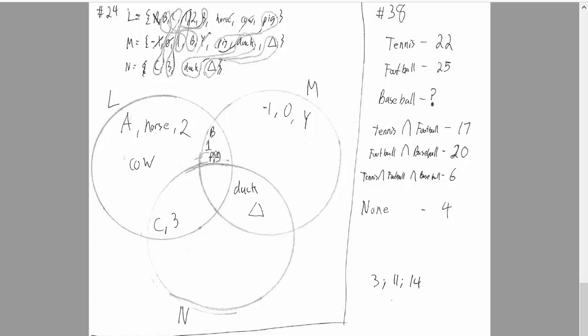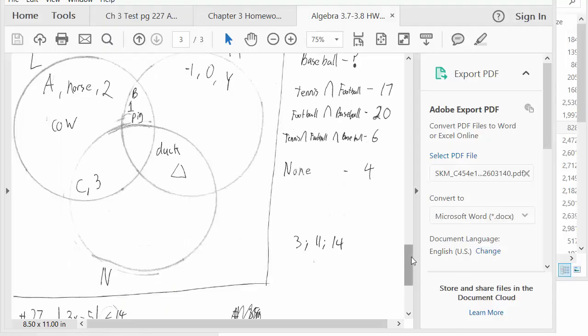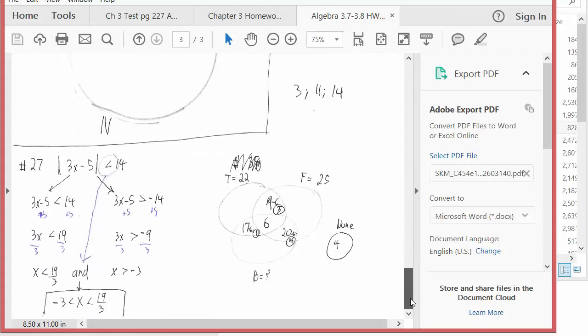B, the number 1, and pig are in both M and L, but they're not in N, so that's why we put them in this section. And then negative 1, 0, and Y are only in M. All right, now let's look at one of the last inequalities. All right, so looking at number 27 here.